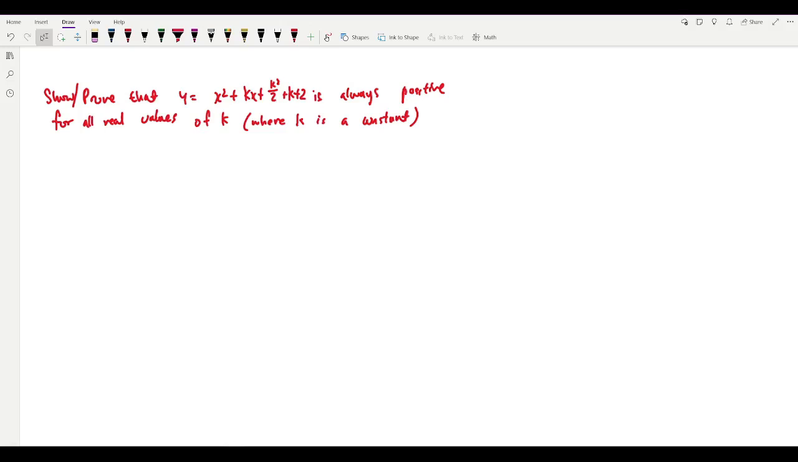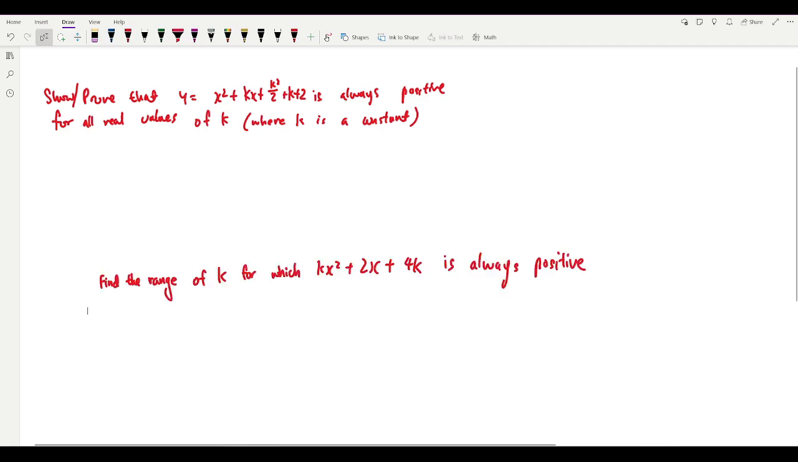This kind of question is very similar to another type of question that you might come across in this topic. It usually starts off like, find the range of k for which this curve is always positive. I have actually another video on that type of question. I will post that link in the description below. But here's an example of that kind of question.